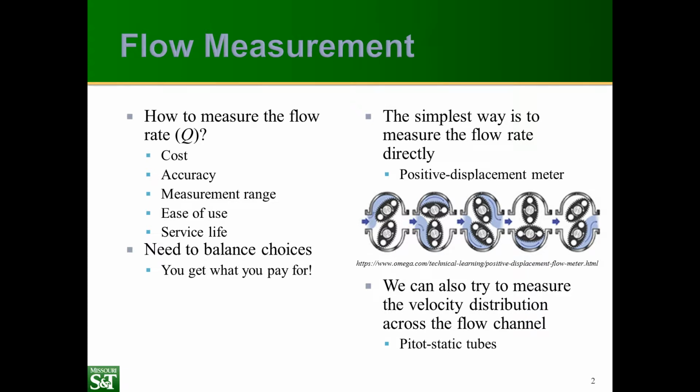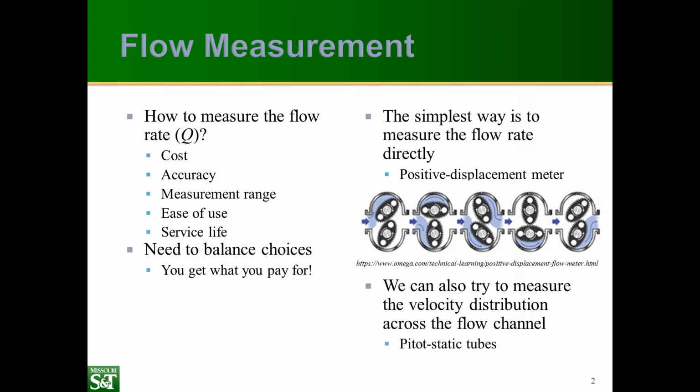Things like the cost, its accuracy, the range of conditions that can be measured. For some, if it has a narrow range, you might have to buy more than one instrument. How easy they are to use and how long they last in service are all important. You need to balance these choices. You essentially get what you pay for. Low-cost instruments tend to have shortcomings, either in accuracy, range, or service life.